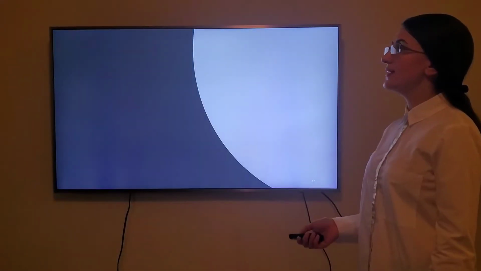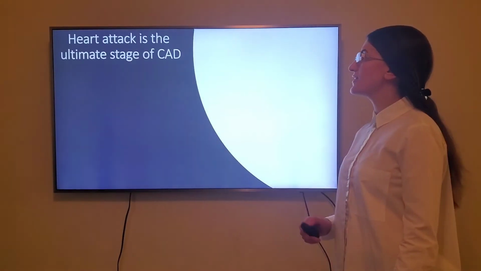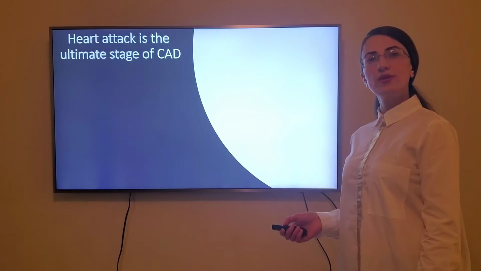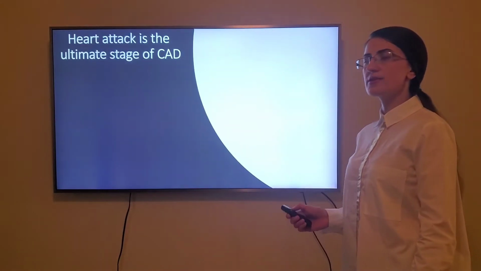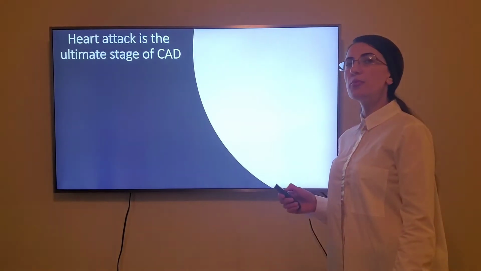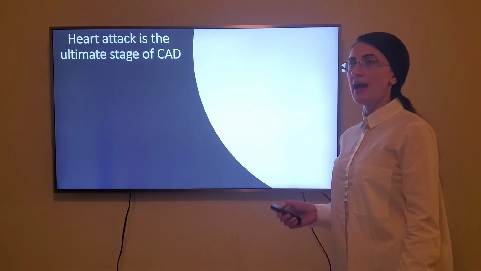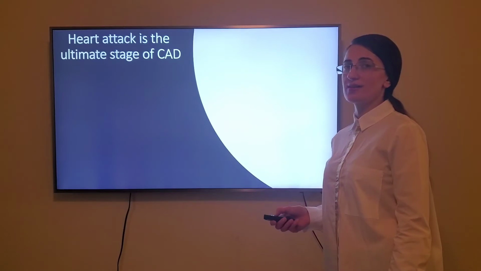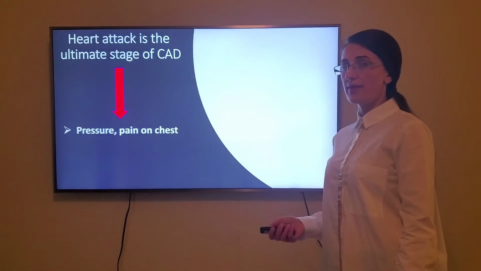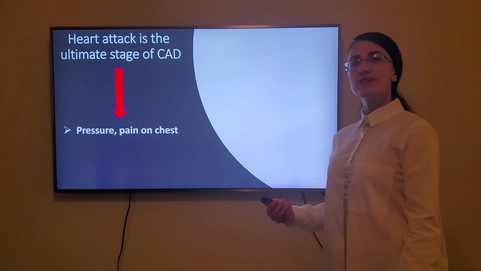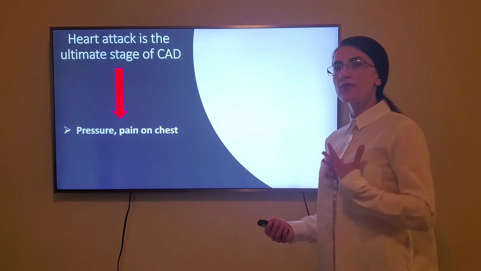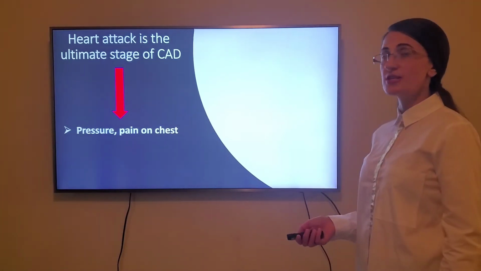At last, the last stage of coronary artery disease is heart attack. This is the ultimate stage of coronary artery disease. It's a very, very serious condition. Why does it happen? Because there is complete blockage of the coronary artery, and that area doesn't get any blood supply. The patient has a very, very high level of pain. Sometimes they describe the pain as an elephant sitting on their chest. They feel like a huge pressure on their chest area.